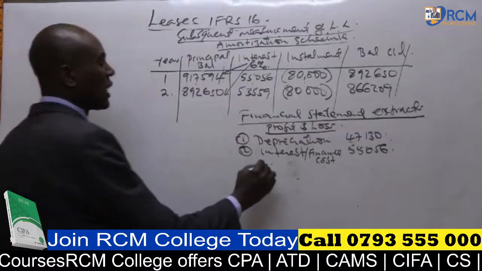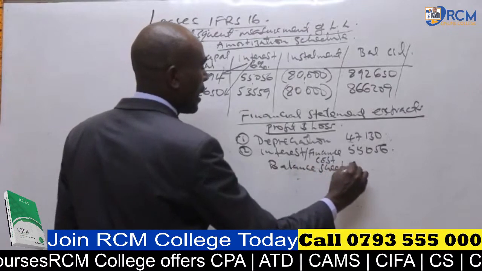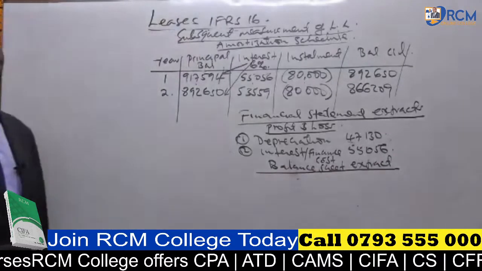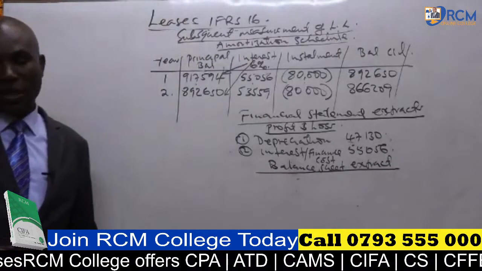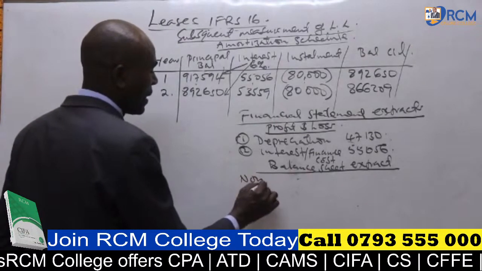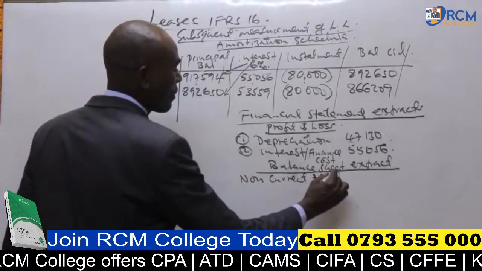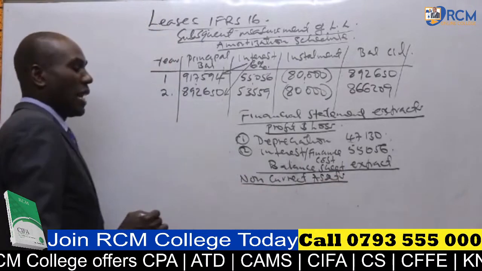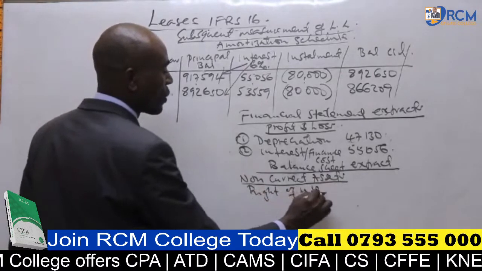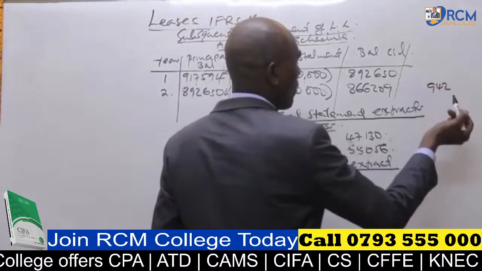Then we go to the balance sheet extract. What goes to the balance sheet? Under non-current assets, I have the right of use from that asset, which was... I removed my figure.